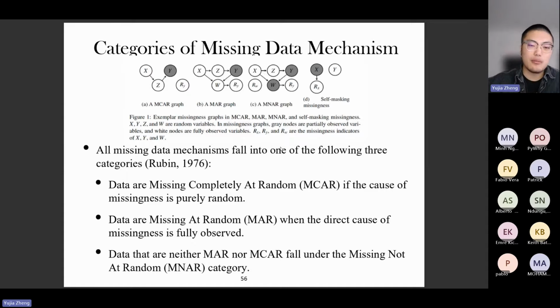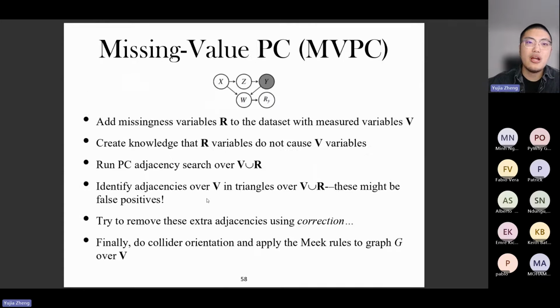And with this assumption, a pretty standard assumption in the literature, we have our algorithm called missing value PC that can deal with the missing data. The procedure is very simple. We just add our missingness indicator R to the data set, and we assume that R does not cause any observed variables. And then we run a PC adjacency search over V and R, and then we can identify some adjacencies over these variables. And we remove some spurious ones, and then we do the orientation accordingly to get the result in the presence of missing values.